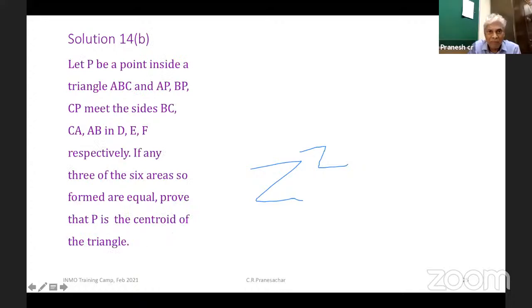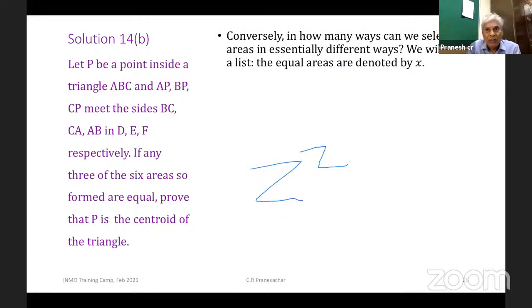Okay, so we go to part B first. So let P be a point inside a triangle ABC such that AP, BP, CP meet the opposite sides in D, E, F respectively. Prove that if any 3 of these 6 areas are equal, then P is the center of this triangle.